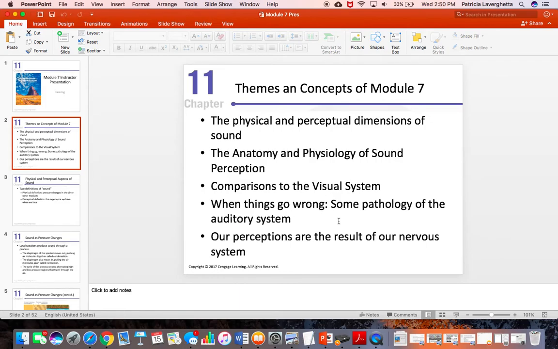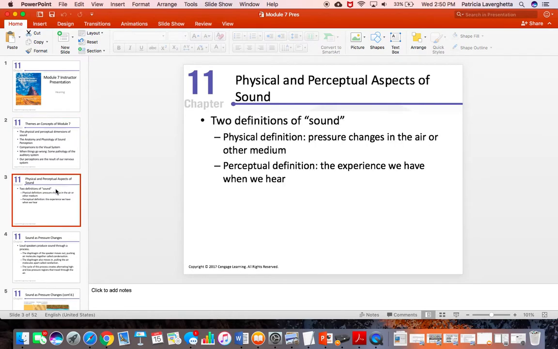Of course, cover some of that pathology when things go wrong, so to speak. And once again, the common theme throughout the course really is that our perceptions are ultimately the result of how our nervous system works. So without further ado, let's jump right into that.